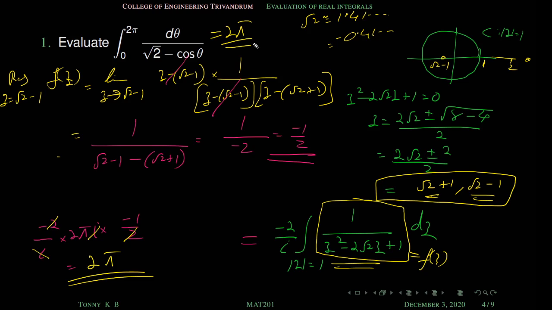Then we can evaluate that integral. Always the curve C is mod z equal to 1 in the anti-clockwise sense. That's because our substitution is z is equal to e raised to I theta. Okay. Then using the residue theorem, we can evaluate the integral. This is the idea. Okay.